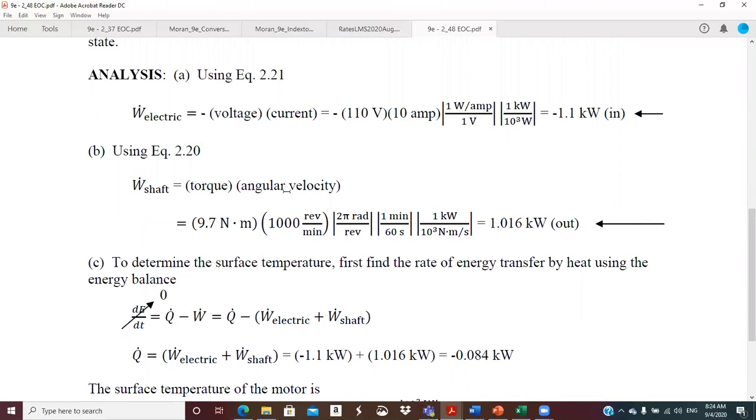But remember, as I'm sure you did in physics and probably dynamics and other things, this angular velocity needs to be in radians per second, not revolutions per second. So we have an opportunity to screw up here if we don't realize that and get our units correct. Okay, so the 9.7 Newton meters is the torque, and that's given. The 1,000 revolutions per minute is given.